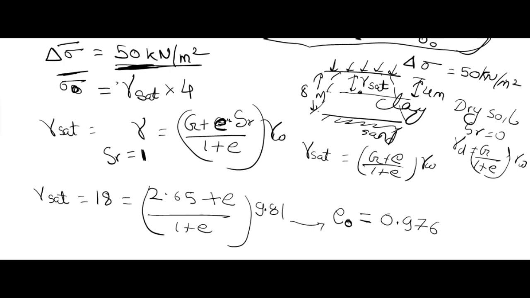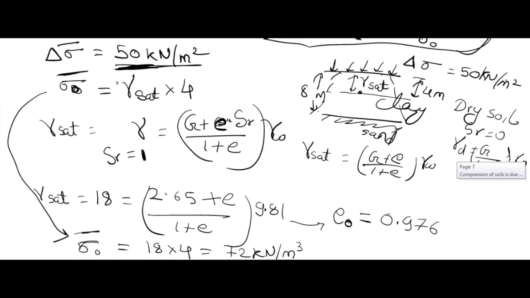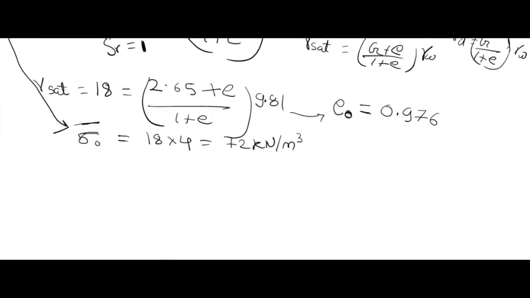Also, using gamma sat we can find the initial effective stress. Sigma 0 bar can be written as gamma sat into 4, that is 18 into 4, that is 72 kilonewton per meter square. This is its effective stress. By using these two things we have found, the initial void ratio and the initial effective stress, we can find the total settlement delta H.